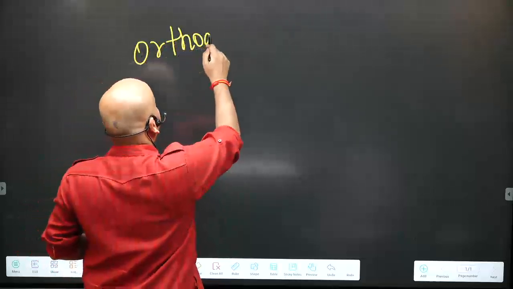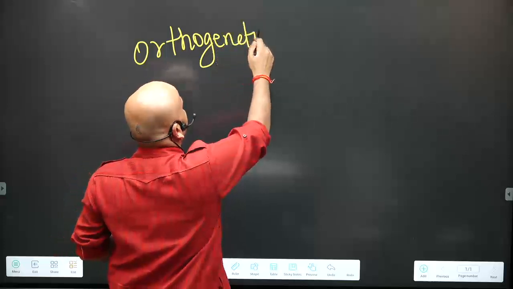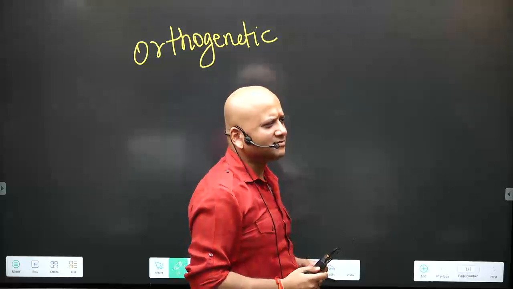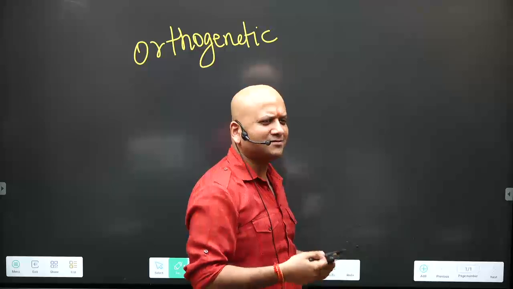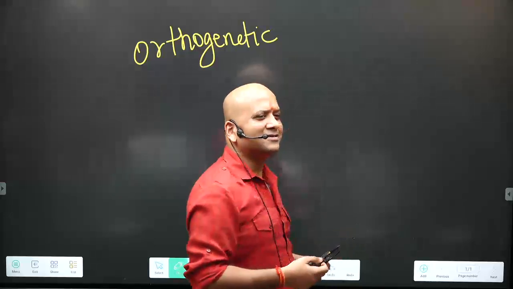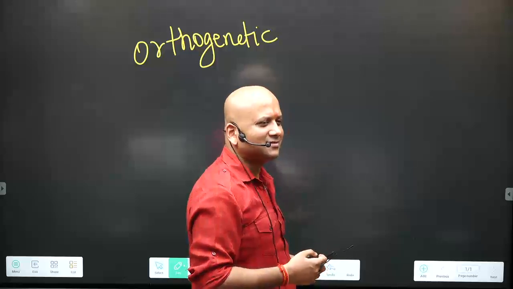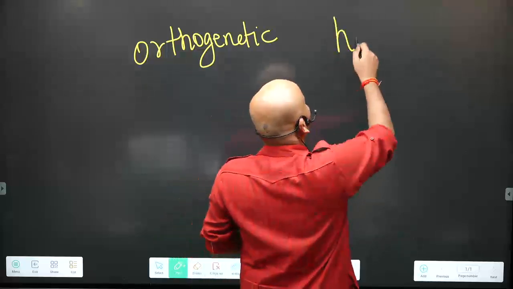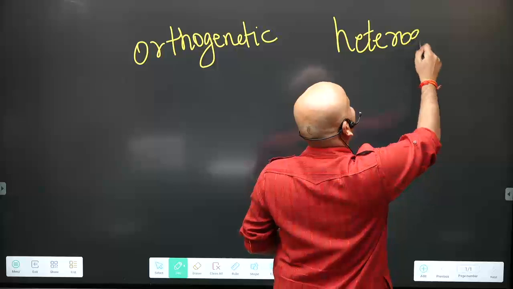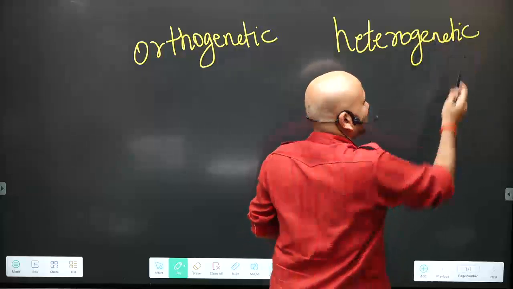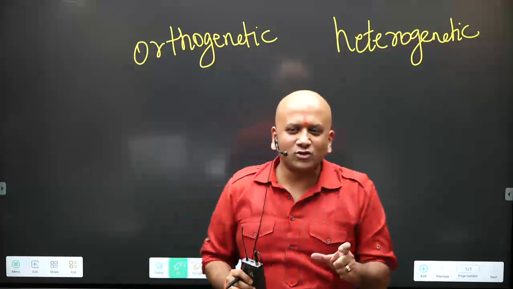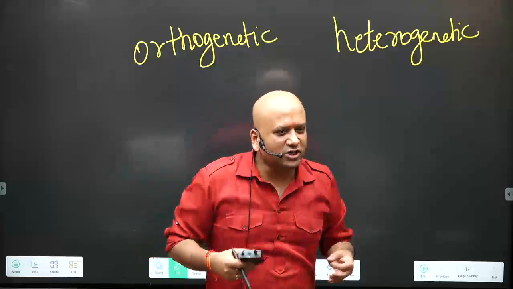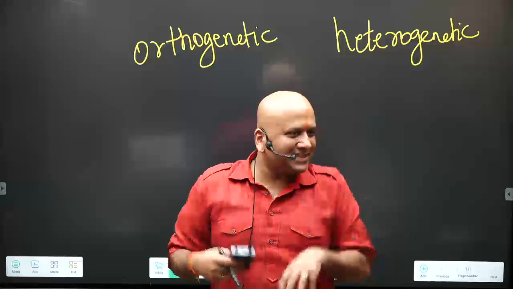There were orthogenetic sources of social change. Heterogenetic. Orthogenetic sources of social change, क्या होते हैं? Those which are from within. Endogenous या orthogenetic, those from within the society.